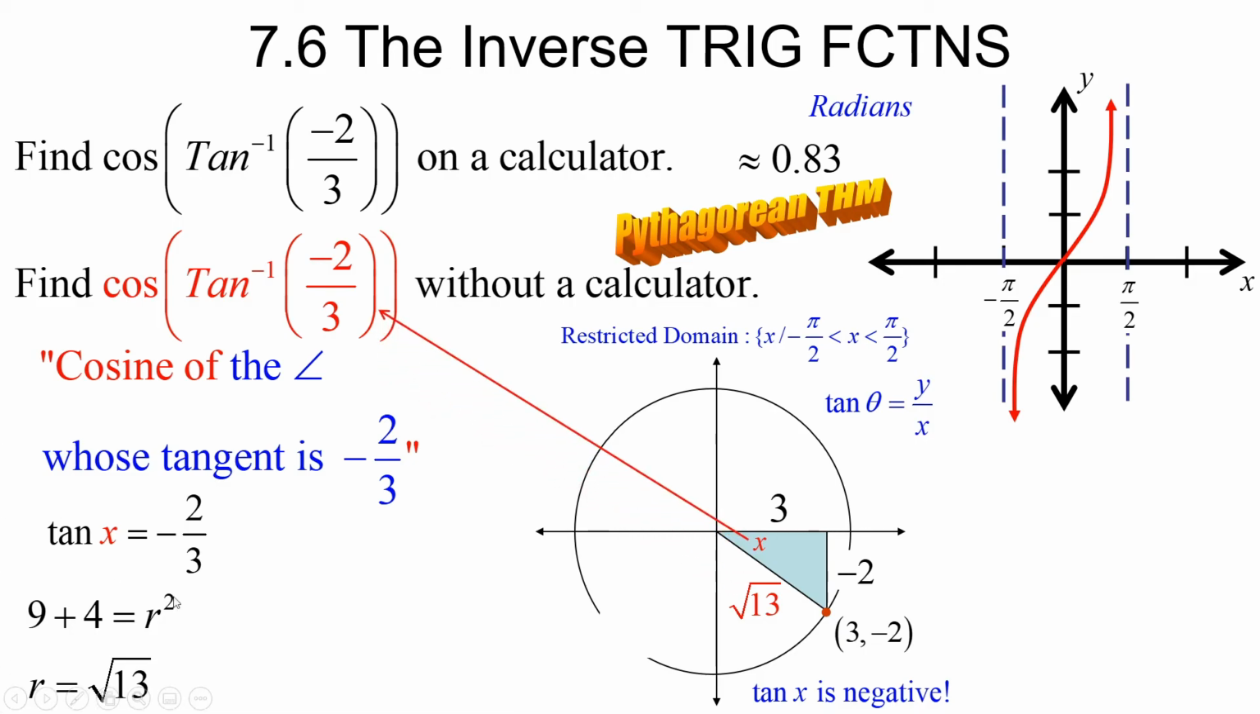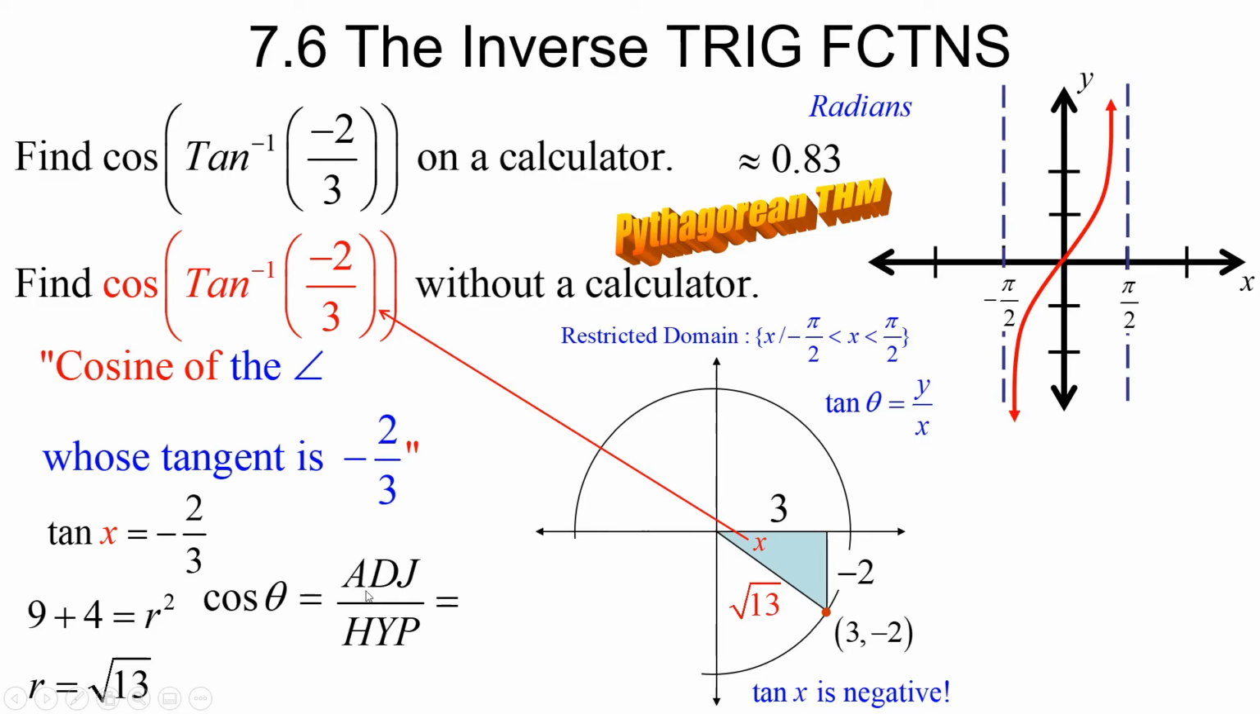Now look at this too. This x, this angle right here in quadrant 4, that is the angle whose tangent is negative 2/3. That means cosine of that angle x is cosine of the angle whose tangent is negative 2/3. So I just need to go cosine of x. And of course, SOHCAHTOA or the algebraic definition, both would work here. So cosine of theta, I'm going to use a theta here. Okay, that's okay. Adjacent over hypotenuse.